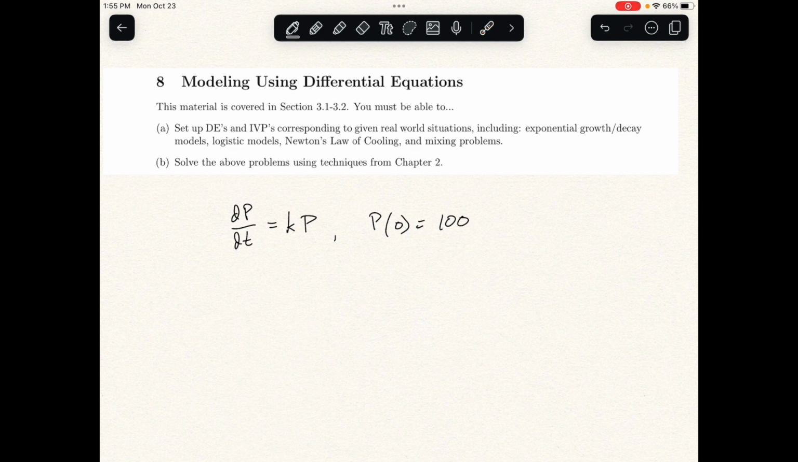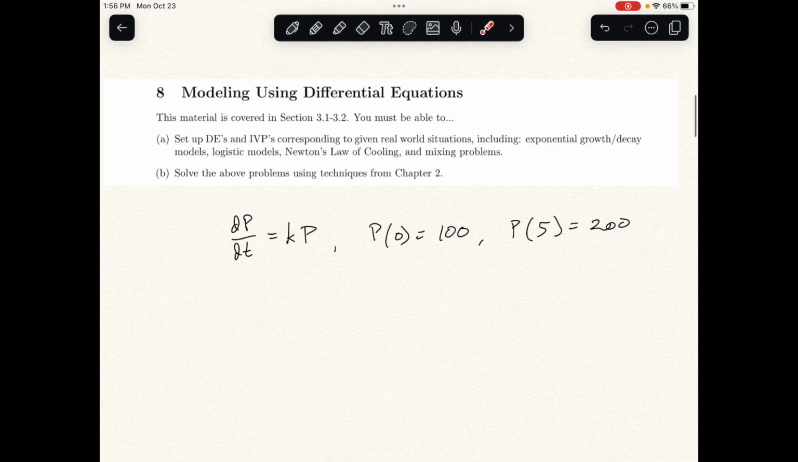This would usually not be enough to specify a unique solution because you need to know what that value of k is. So it would probably also tell you something like P of 5 is equal to 200, or equivalently that the doubling time of this population is 5 years, because it takes 5 years for the population to double from 100 to 200, right? So it could give you some information like that. And so this would be something that you should be able to solve.